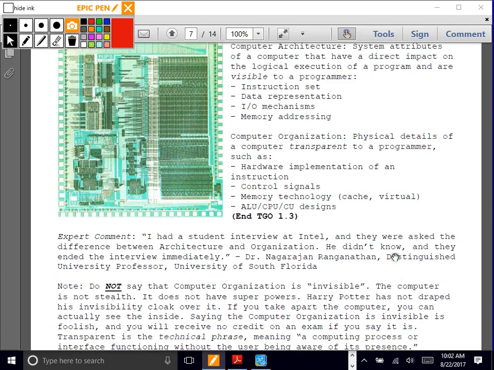And I have my joke in there. Harry Potter has not draped an invisibility cloak over it or whatever else you have in there.